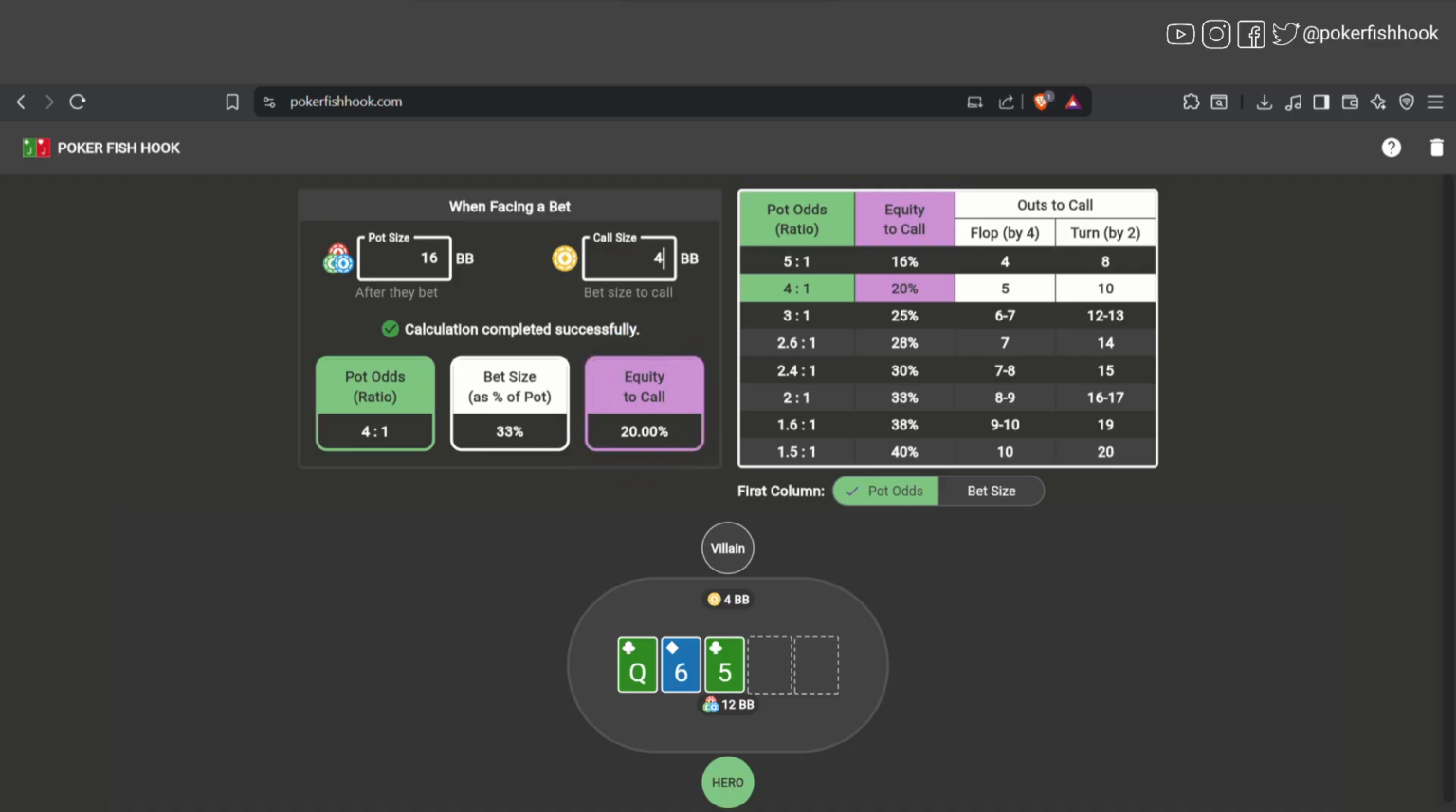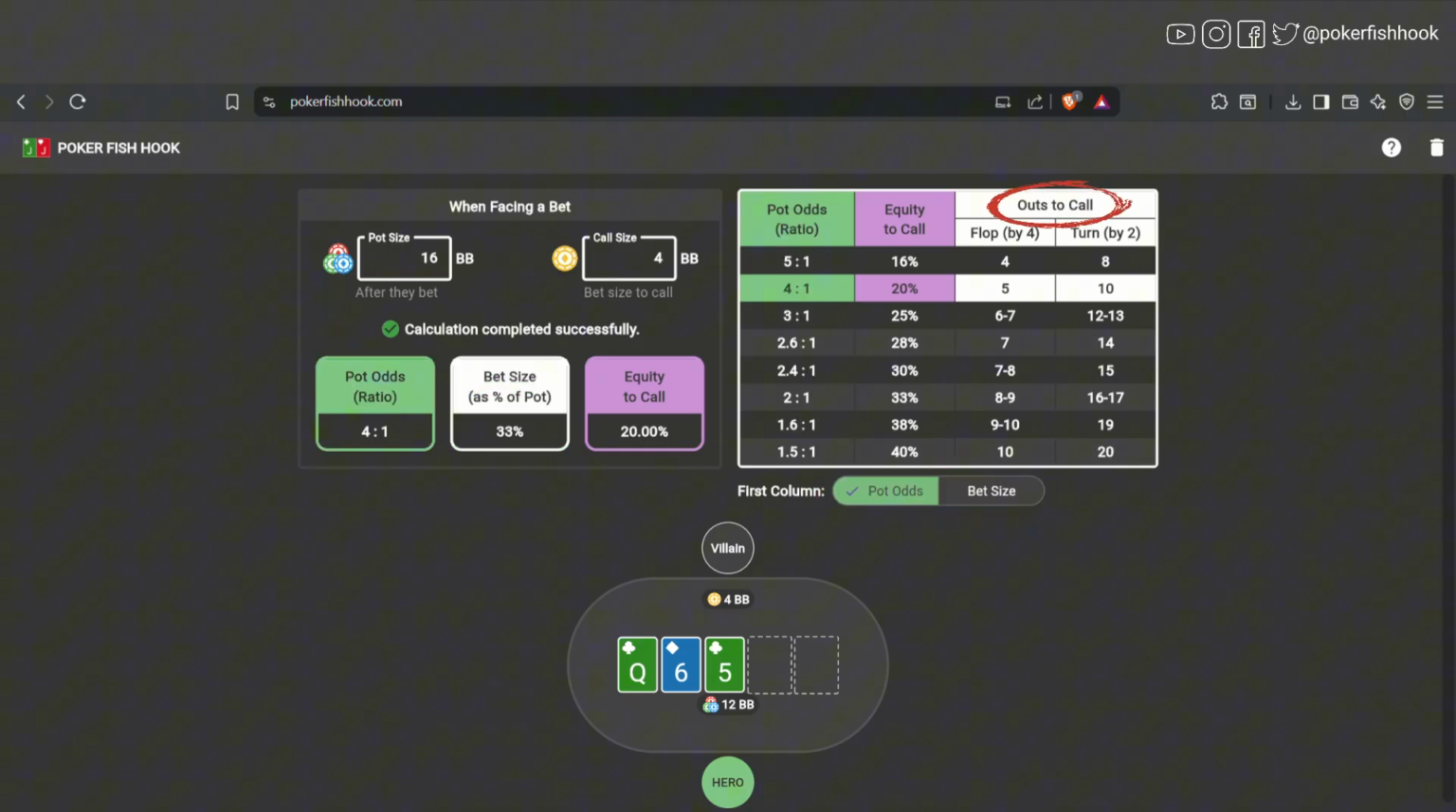The second section is a table summary. We can memorize these values because they are always the same. The second row is highlighted and shows the calculations we just performed. We can choose the first column to display between pot odds or bet size.